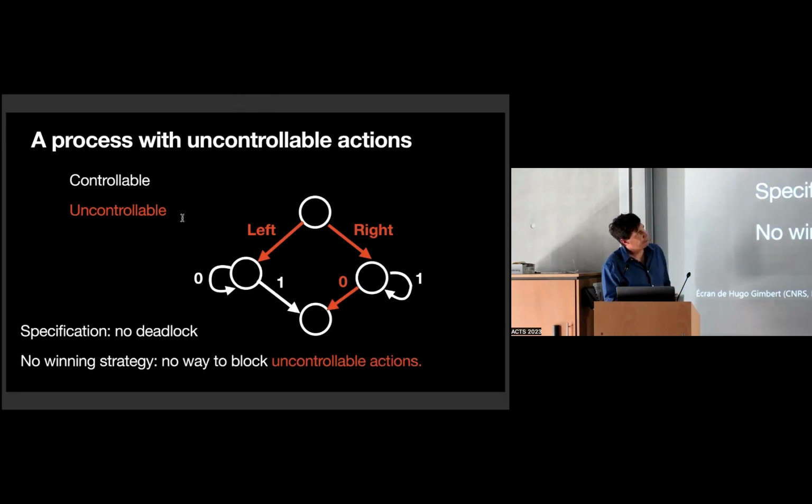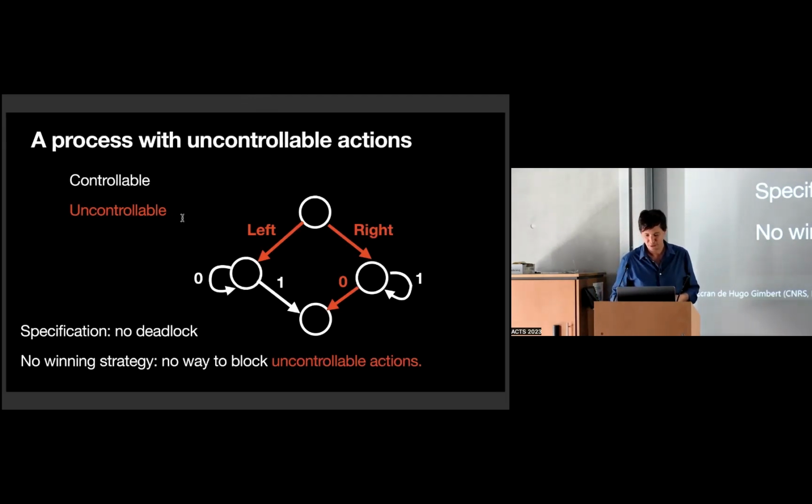Now, if I make this action uncontrollable, there is no winning strategy anymore, because I cannot avoid that the environment does a right and a 0 immediately afterwards. The environment can always preempt. If it decides to play an uncontrollable action, you cannot do anything. Here you will say, I would like to play 1. No. You go to 0 and you lose.